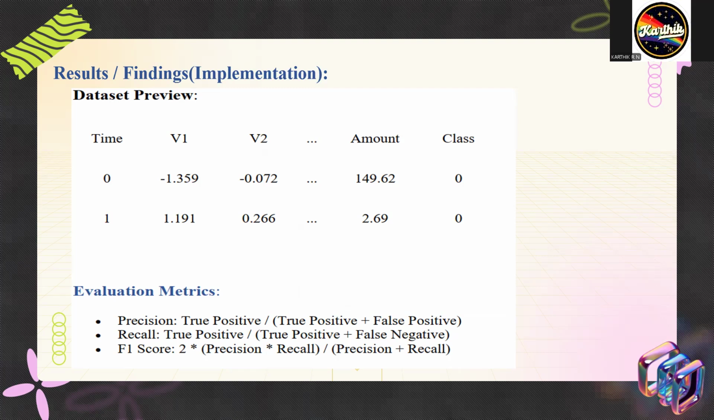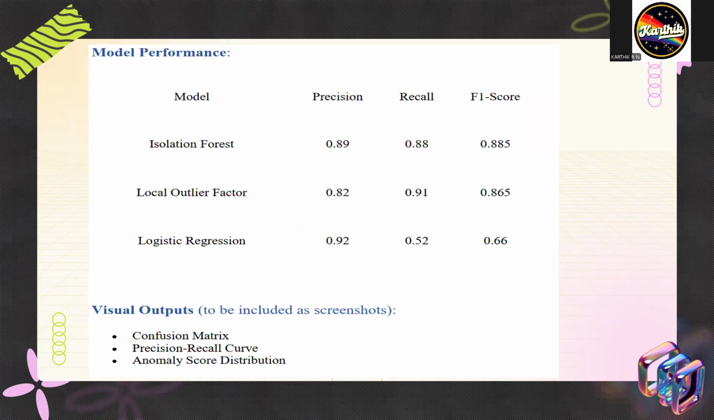Third one is model performance. Three models were evaluated: first Isolation Forest, second Local Outlier Factor, third logistic regression. Isolation Forest has a high F1 score, with balanced precision and recall. Local Outlier Factor has good recall but slightly lower precision. Logistic regression has the highest precision but lower recall, resulting in a lower F1 score. Visual outputs include a confusion matrix, precision recall curve, and anomaly score distribution. Next one is explained by Ravi Kumar.